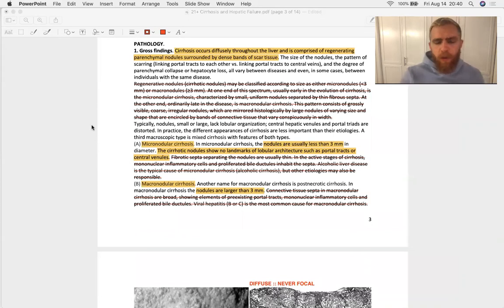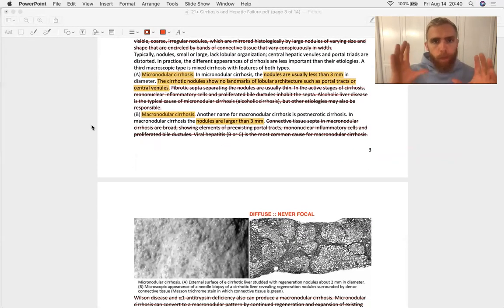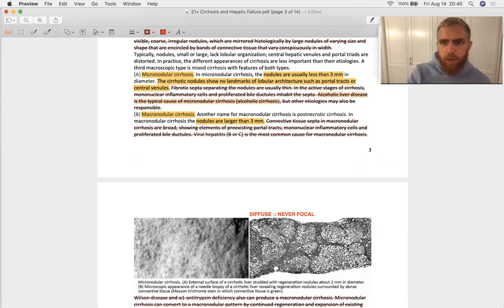So grossly, you see large nodules on the surface of a bumpy liver. And the nodules are going to be called micro or macro nodules. Some different pathologies are going to give you a micronodular versus a macronodular cirrhosis. And so I guess I'll unstrike out a section here showing you that alcoholic liver disease is a typical cause of micronodular cirrhosis. So I guess that could get asked.